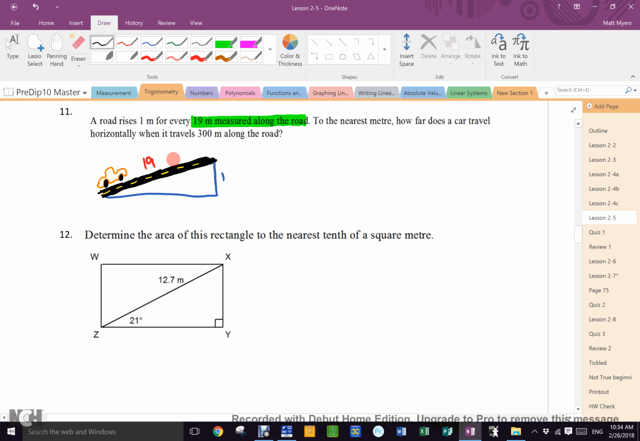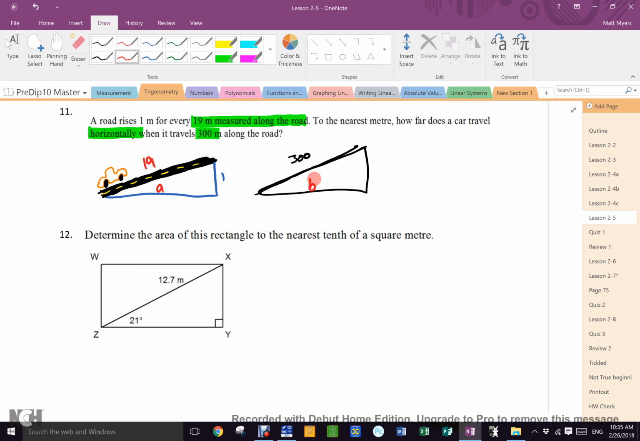So that is the triangle you have, yes? I want to know how far I will travel horizontally if I travel 300 meters on the road. So the triangle that I need has 300 meters of road, 300, and I need to know this number. Can I find that out using trigonometry? I can. Can I find it using similar triangles?